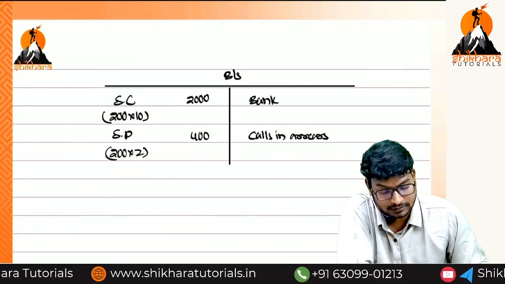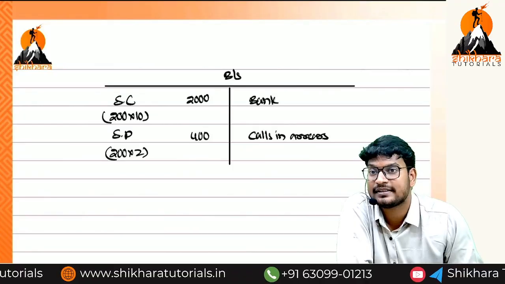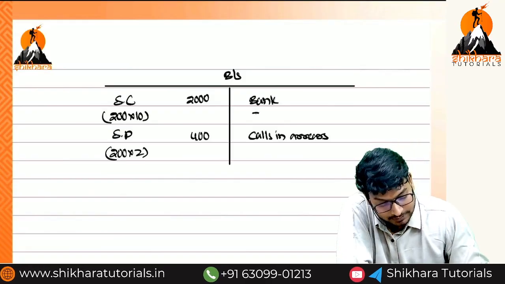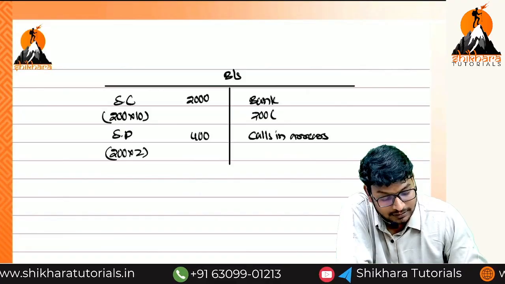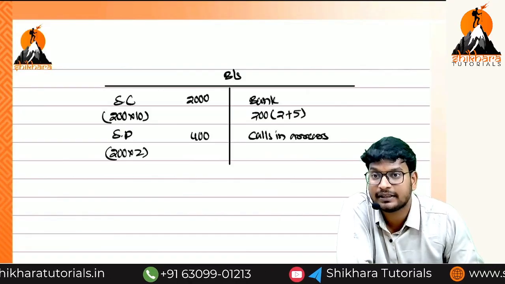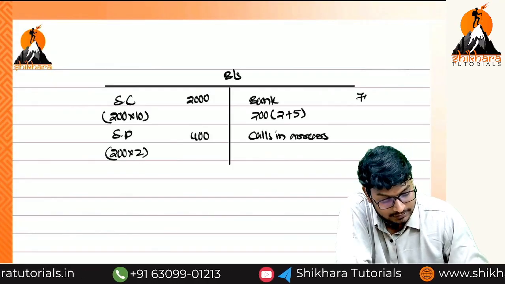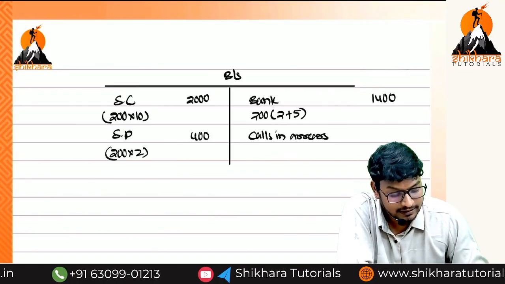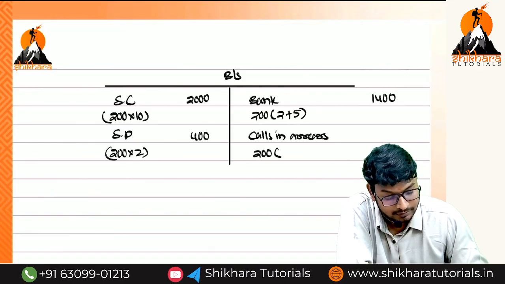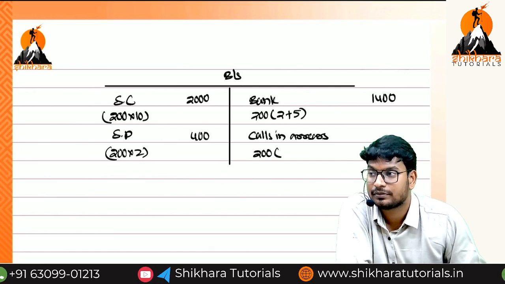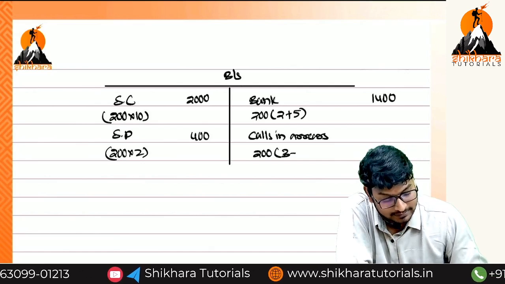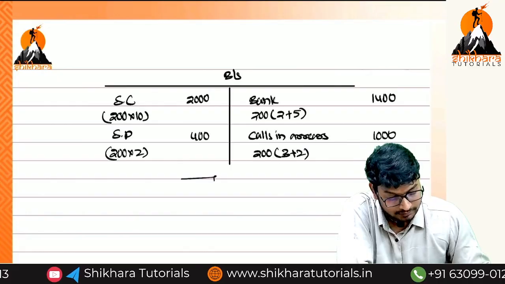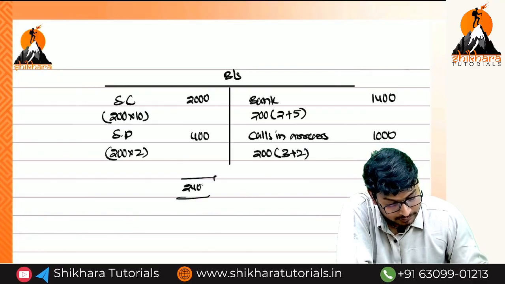2 only. When coming to the bank, how many installments have we received? 2 installments. So first on application and allotment, 200 into, what is the first installment? 2 rupees. Second one 5 including the premium. What is the total? 1400. When coming to the arrears, 200 into, what is the third installment amount? 3 plus 2, that is equal to 1000. What is the total? 2400.